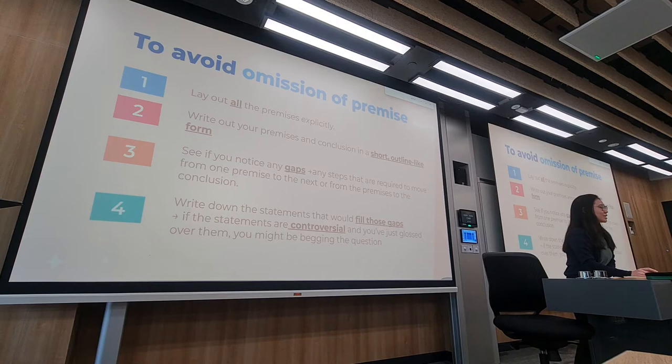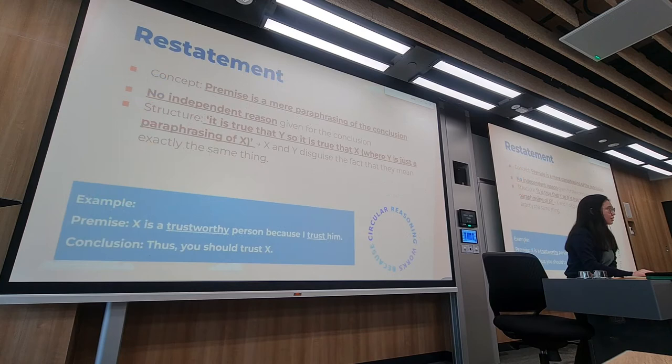Yeah. So now we move on to the second type of begging the question, restatement. So what is restatement? Restatement is when the premise is a mere paraphrasing of the conclusion, and there is no independent reason given for the conclusion. So the structure is usually, it is true that Y, so it's true that X, where Y is just a paraphrasing of X. And usually for these arguments, X and Y are disguised in that they mean exactly the same thing. So for example, in the blue example, the premise says that X is a trustworthy person because I trust him.